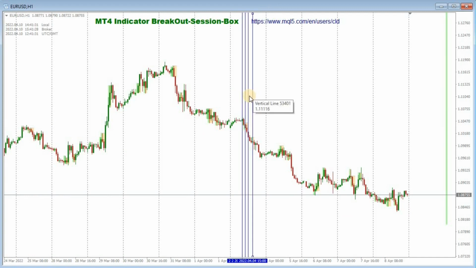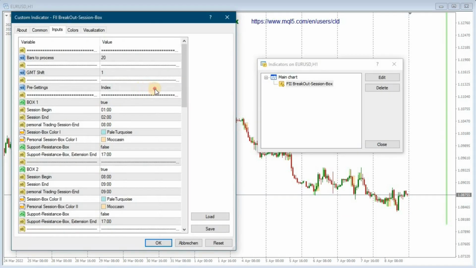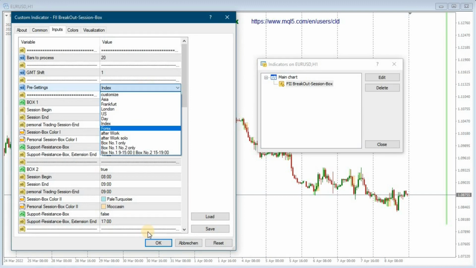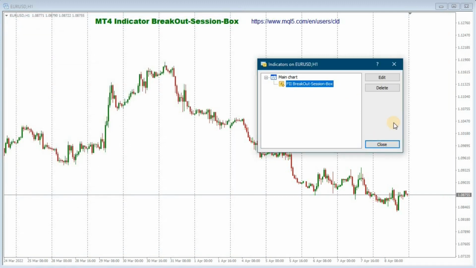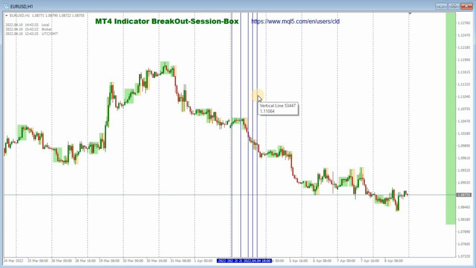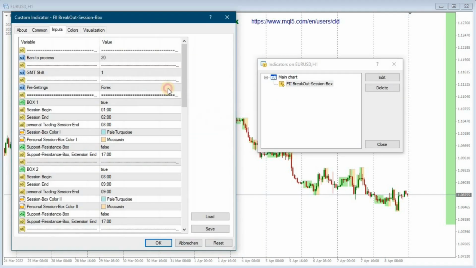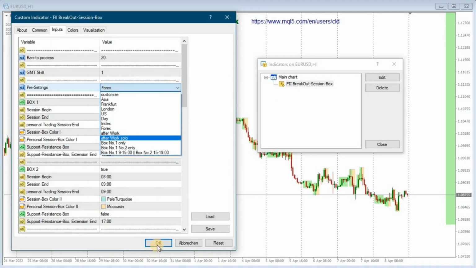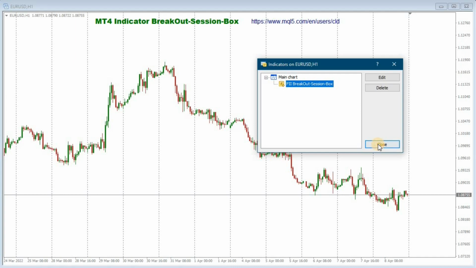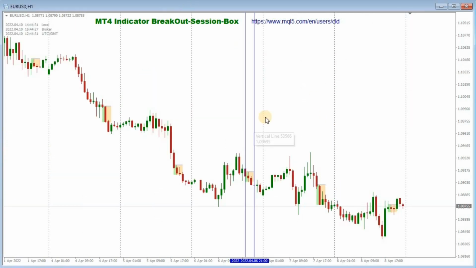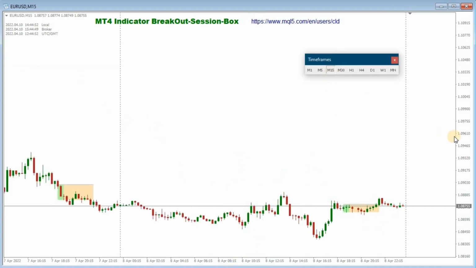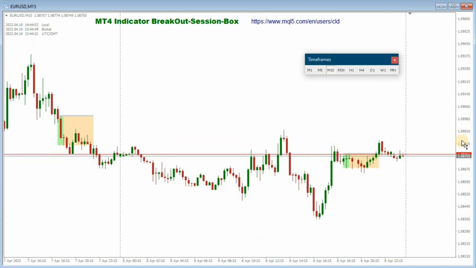Index. These are the European session and US session times again. Forex. Here are all trading hours from Asia to the US session. After work, an example of a time frame that can only be used after regular working hours, for example from 6 p.m. to 9 p.m. The breakout phase is better visible in the first hour in the 15-minute chart.